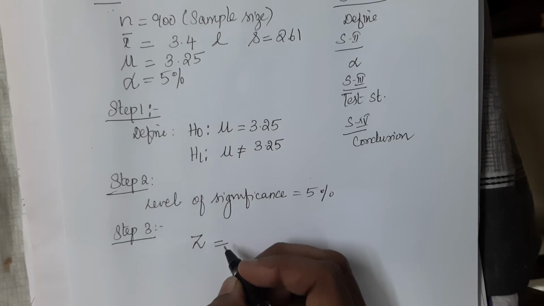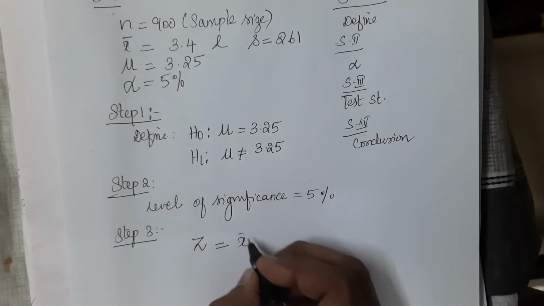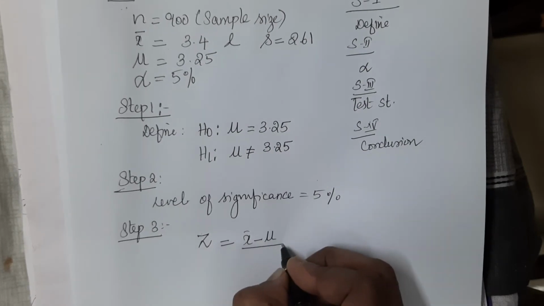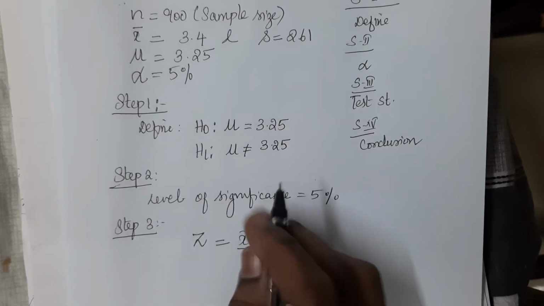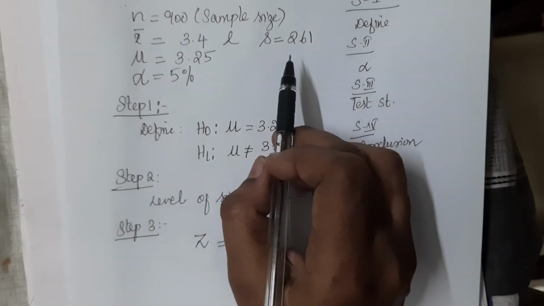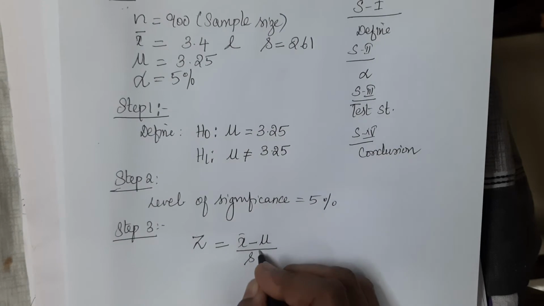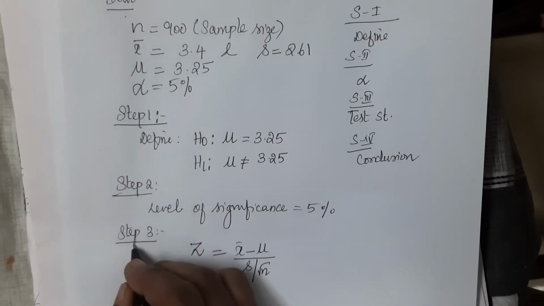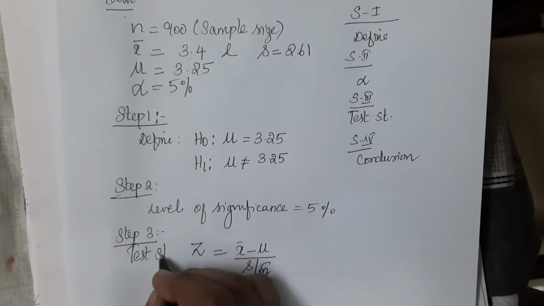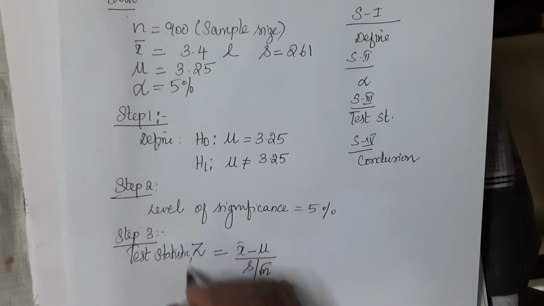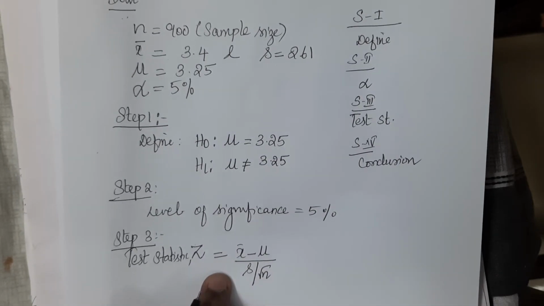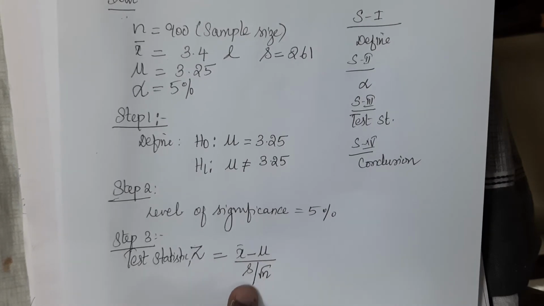Because we are in type 1, the Z formula over here is x bar minus mu divided by either sigma by root n if it is a population SD, or S by root n if we have a sample SD. In this problem we are given the sample SD, so the formula will be S by root n. This is going to be our test statistic: Z is equal to x bar minus mu by S by root n.